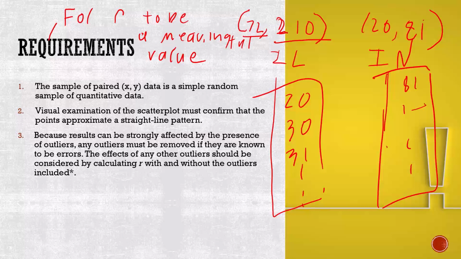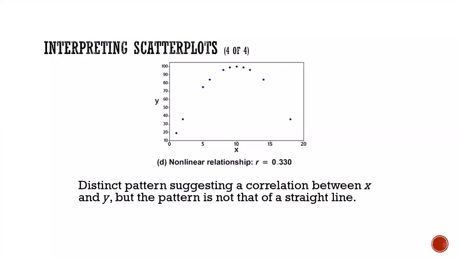Otherwise, you might be missing something. For example, this one has an R value of 0.33. That implies that there's a positive linear correlation, but it's just a weak one. Is that true?